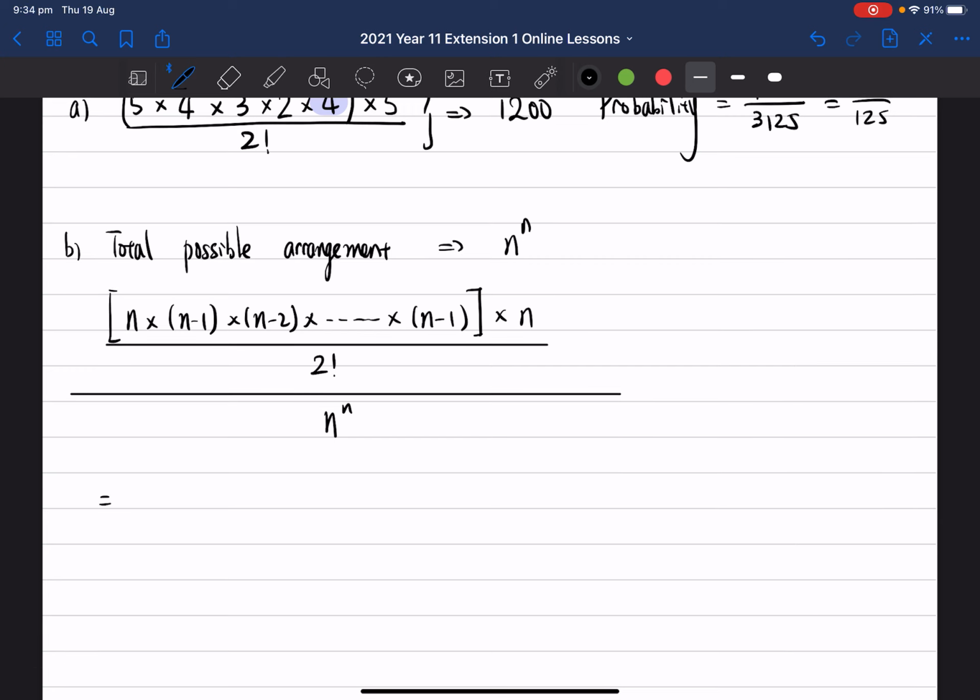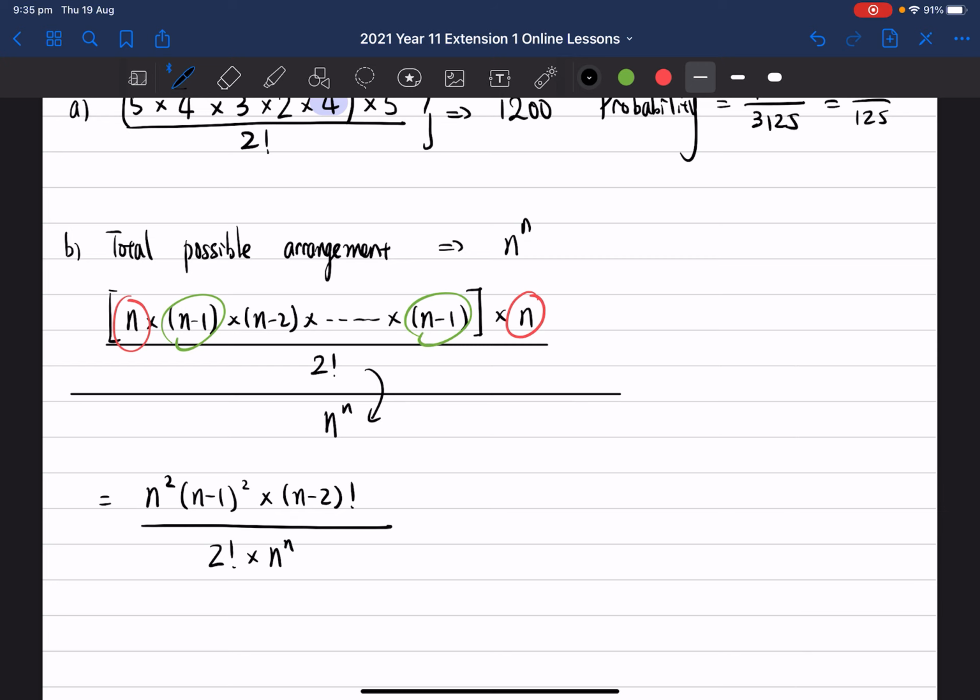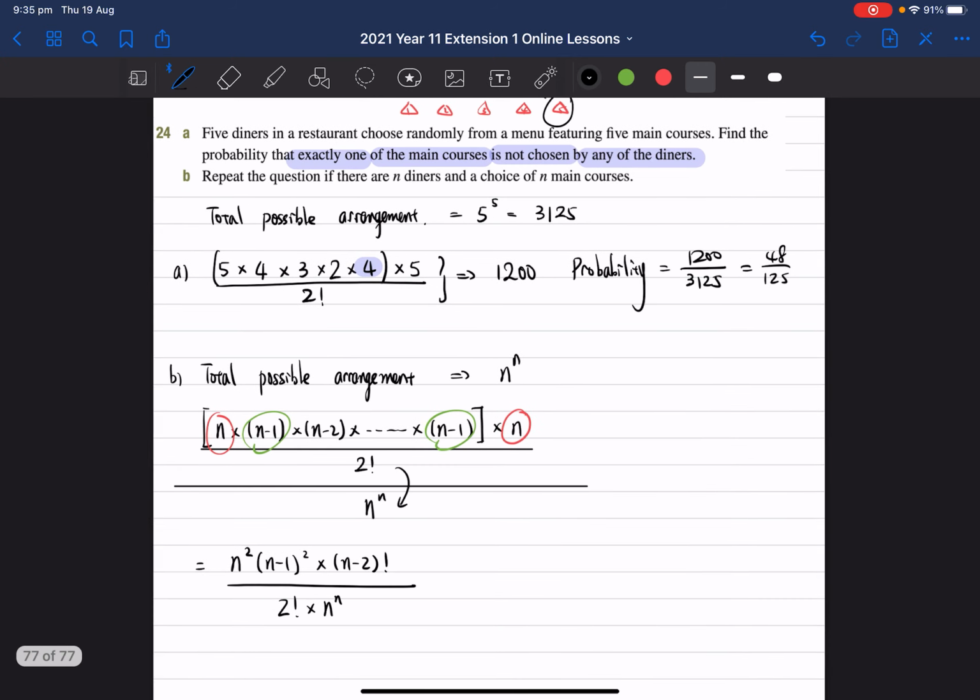Sorry about these very long fractions, but we can actually simplify this. Let's have a look. Firstly, if we times these 2 together, that gives us n to the power of 2. And if we times this together, that gives us n minus 1 to the power of 2. And then the rest of them is n minus 2 factorial. Finally, we can move this one down. That becomes 2 factorial times n to the power of n. So that would be the expression to calculate the probability if we have n diners and n choices of main courses.